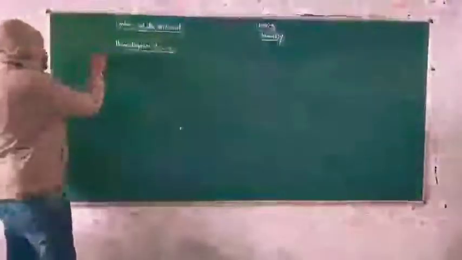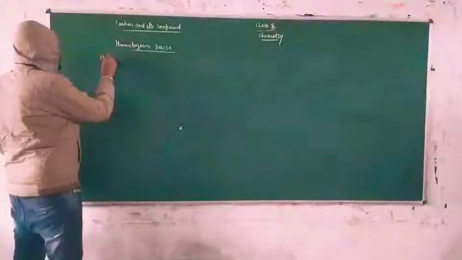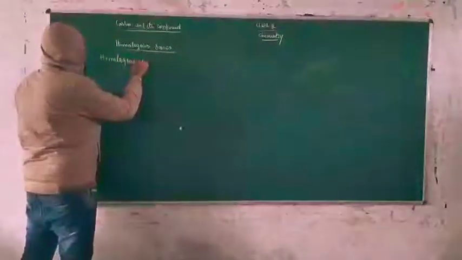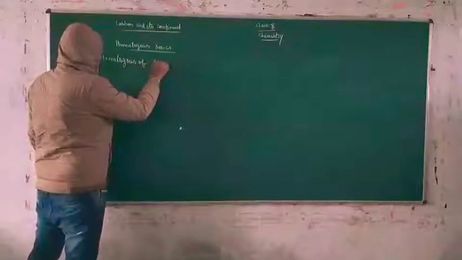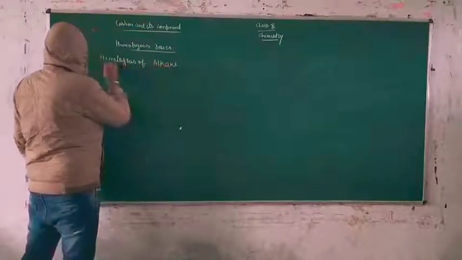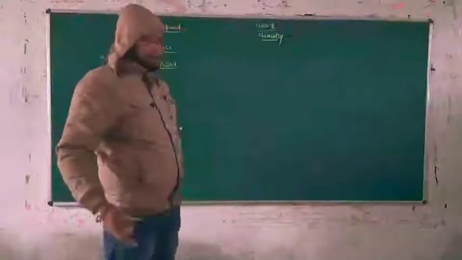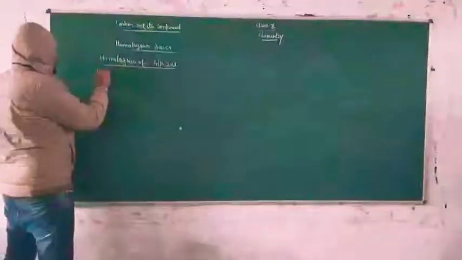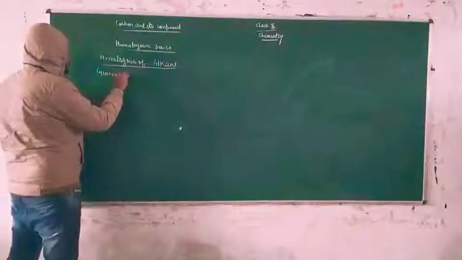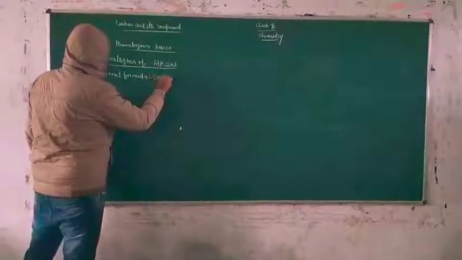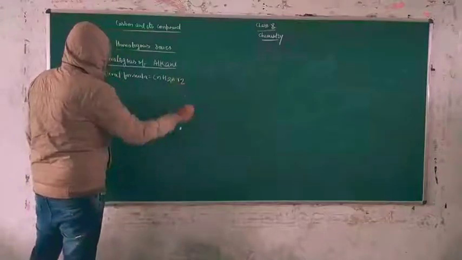Okay guys, we have to discuss the first homologous series, of alkane. We discussed the example of the homologous series of alkane a few minutes ago. That means having the general formula CnH2n+2.